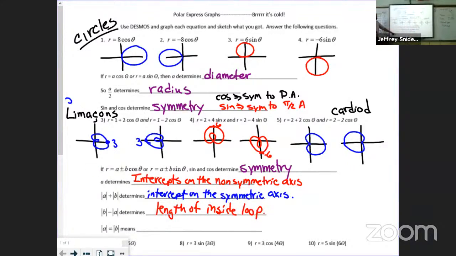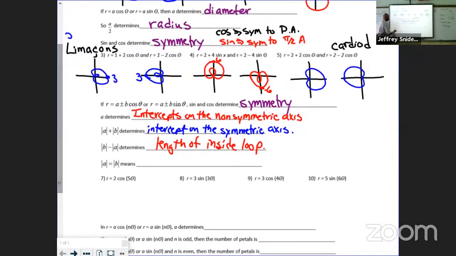All right. And of course, when A equals B, what does that mean? There is no inside loop, right? That's when you get the what? Cardioid. So if A equals B, no inner loop. That means it's a cardioid, we called it. Okay? All right. Are we okay so far? Hopefully.